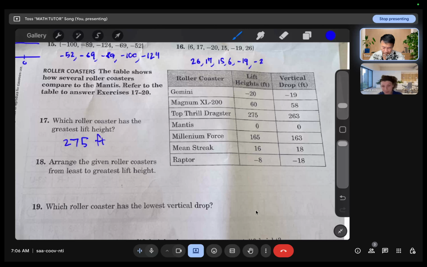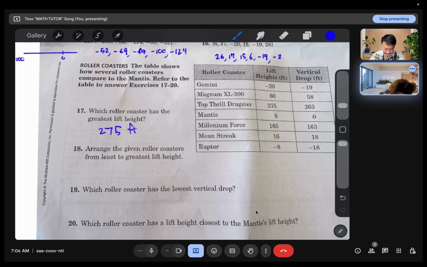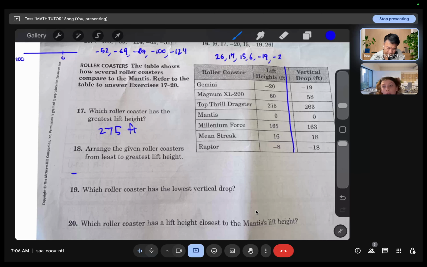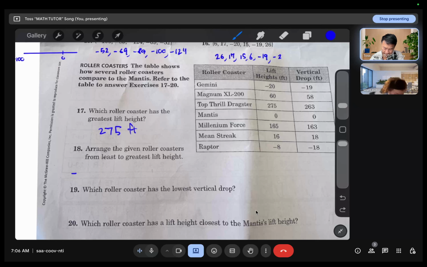Arrange the given roller coasters from least to greatest lift height. Okay. All right. So we're going to start out doing negative 8. Okay, so double check that. No, so yeah, negative 20. Negative 20 looks good. That's the Gemini. Negative 20.